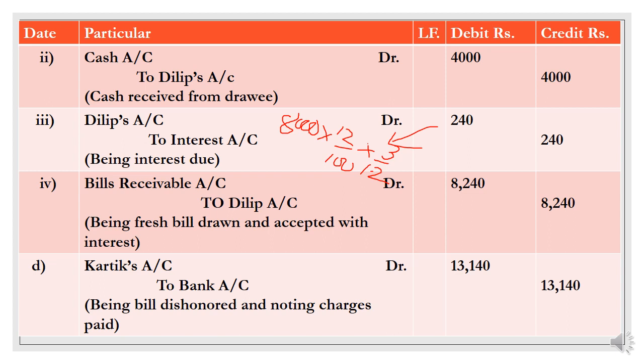After that, students, the last transaction says that the bank informed Narendra that Karthik has dishonored his bill and noting charges paid. So students, sometimes you will see that the noting charges are given separately. Sometimes they are included in the entry only. So I would like to tell you to try to have a habit of writing noting charges in the dishonor entry and adding the amount in the dishonor only. So Karthik's account debit to bank account. 13,000 is the bill amount and 140 is the noting charges, which is given in the transaction only.